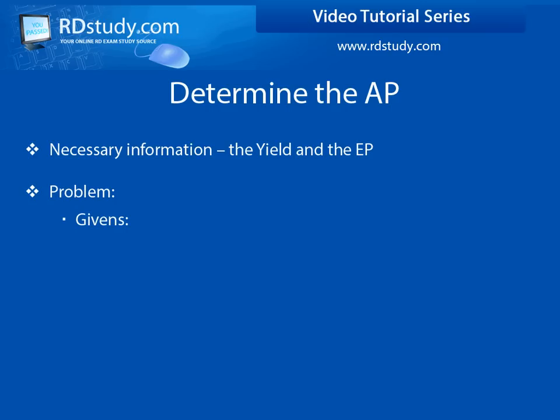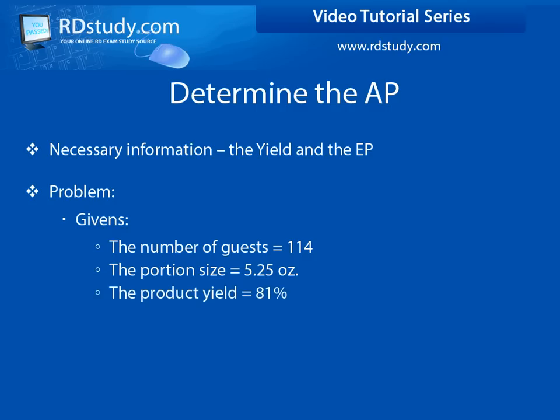Let's say that you are preparing for a function where you know the number of guests, what you're serving, the portion size of the dish, as well as the yield that you will be able to get from the AP of the initial product. Now remember, the formula for yield is equal to EP divided by AP. With a simple calculation, we can now determine our EP to get the second value that we need.